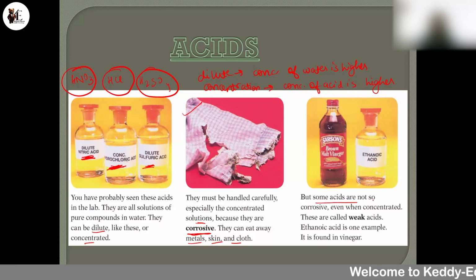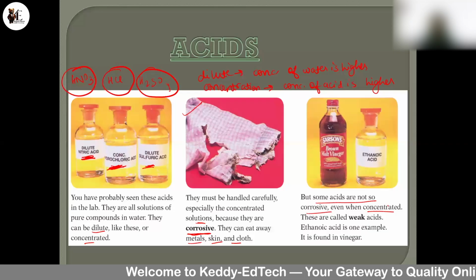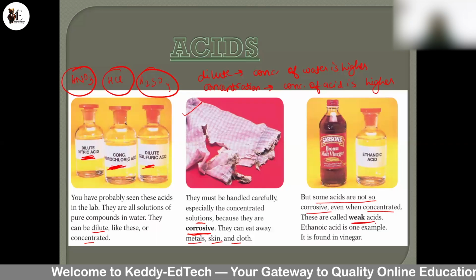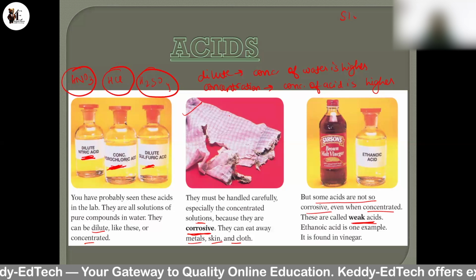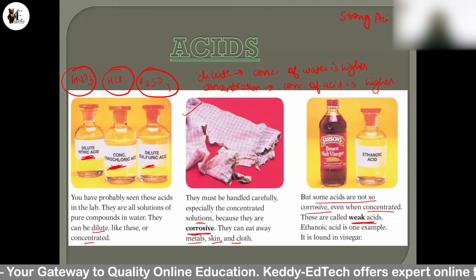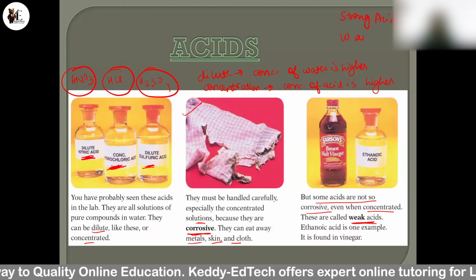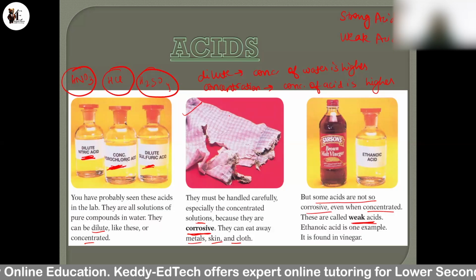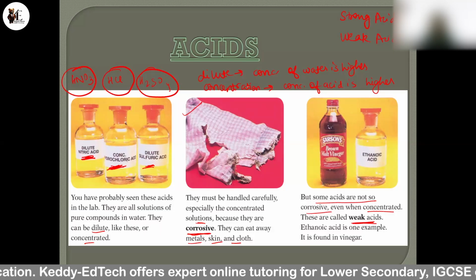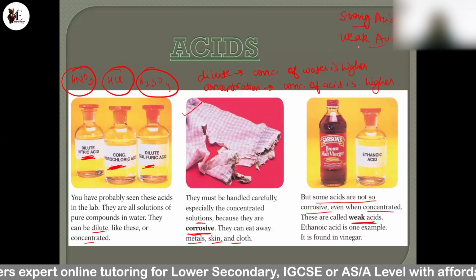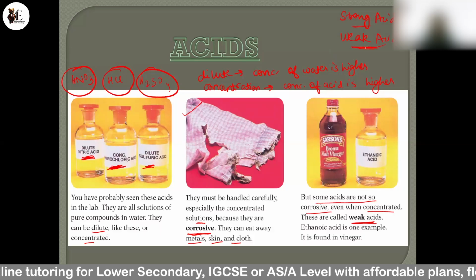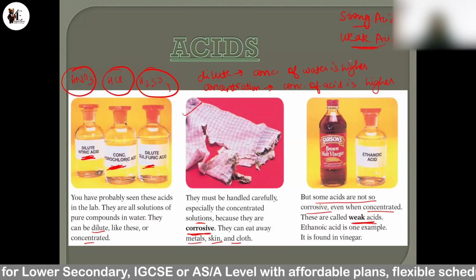But there are some acids which are not so corrosive, even when they are concentrated, even when a larger amount of acid is present. These acids are called weak acids. So we have two types of acids, strong acids and weak acids. Strong acids are highly corrosive. They can eat your metals, lungs, skin, and throat. But weak acids are not corrosive, even in the concentrated form.